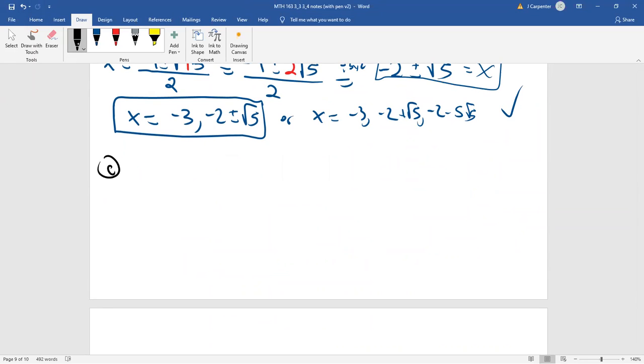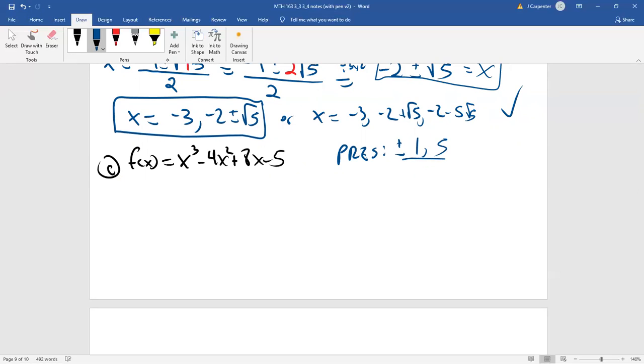Can I fit all this here? I think I can. F of x equals x to the third minus 4x squared plus 8x minus 5. Once again, these don't have to be in descending order, but I'm just getting to the point. So your possible rational zeros are plus or minus all the different factors of the constant, which is 5, so 1 and 5, over all the different factors of the leading coefficient, which is a 1, so 1. 1 divided by 1 is 1, 5 divided by 1 is 5, so plus or minus 1 and 5.